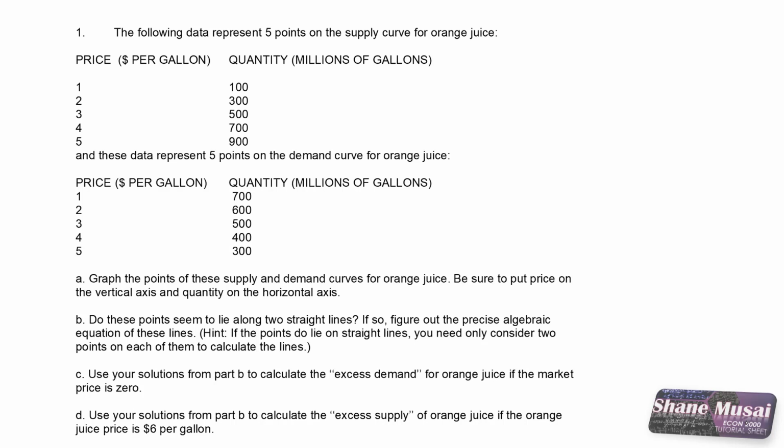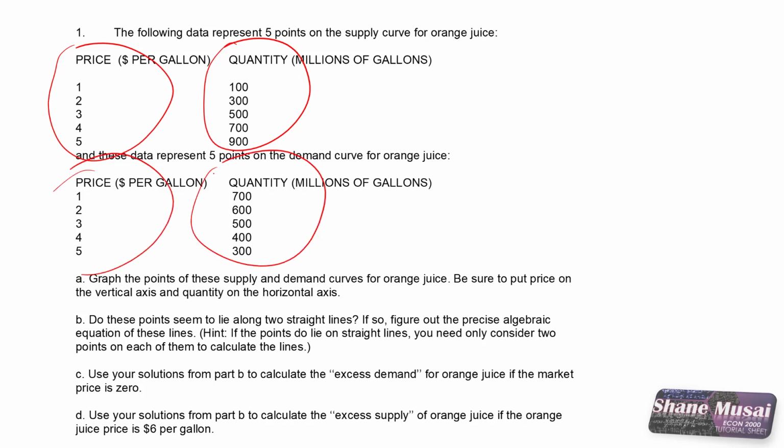Now, we're going to start with tutorial sheet 1, and this is the first question we have here. It says, the following data represents 5 points on the supply curve for orange juice. And you see, these here are the prices, and these are the quantity for the supply curve. And below it, it says, the data represent 5 points on the demand curve for orange juice. So these price and quantity at the bottom are for the demand curve. So the top one is the supply curve, the underneath one is the demand curve. And part A of this question says, graph the points of these supply and demand curves for orange juice. Be sure to put price on the vertical axis and quantity on the horizontal axis.